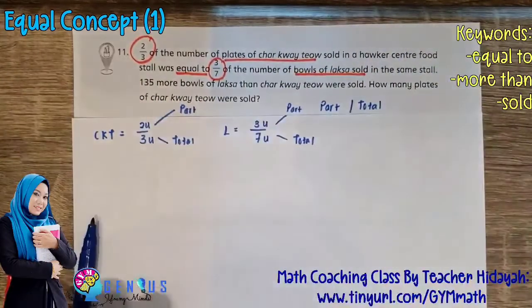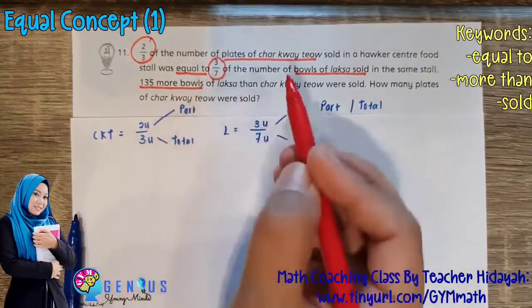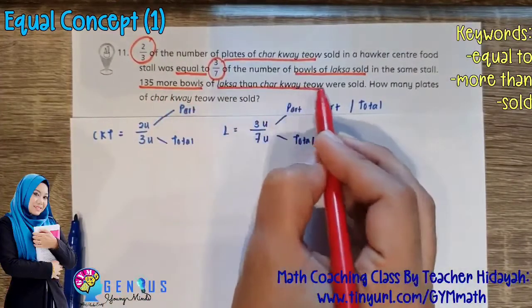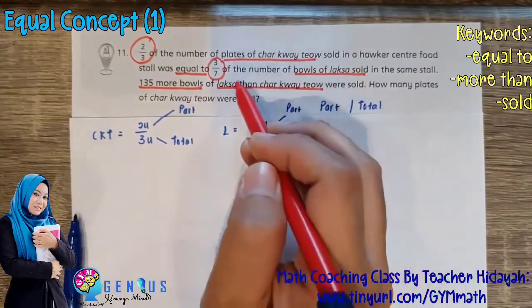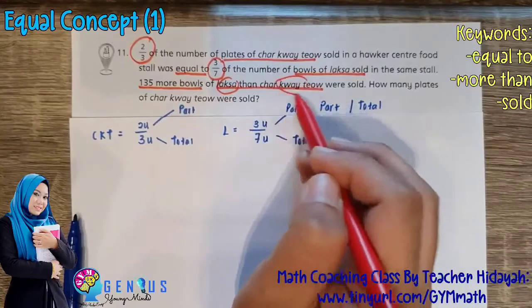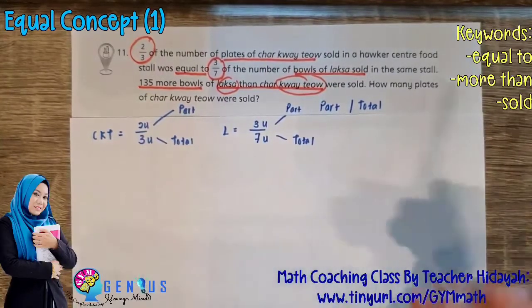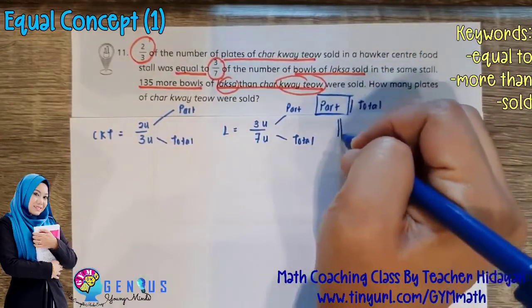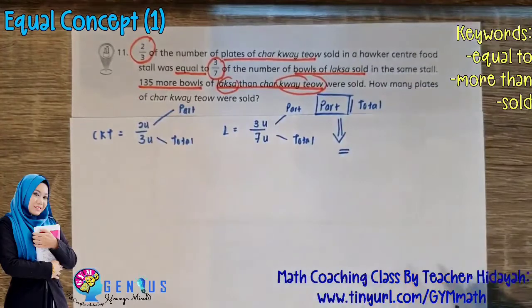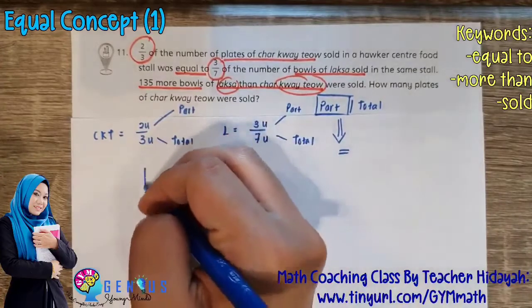If you look at the question, we also have 135 more bowls of laksa than char kway teow. We are comparing the total number of laksa and char kway teow. Okay, so what do we do here? For equal concept, you have to know that the part must be equal. So we are going to draw out the equal concept box. This is how it looks like.